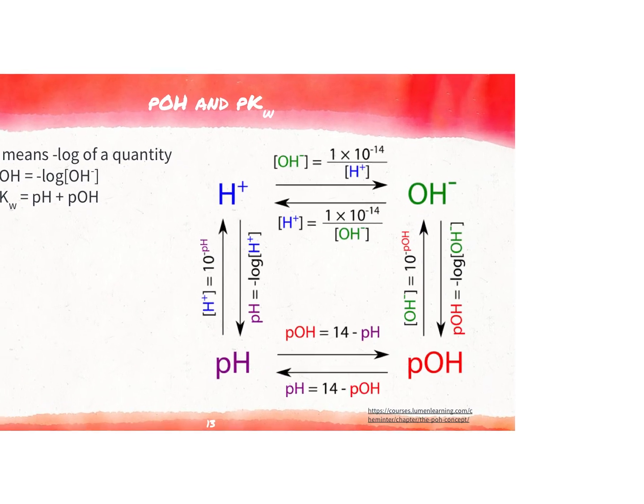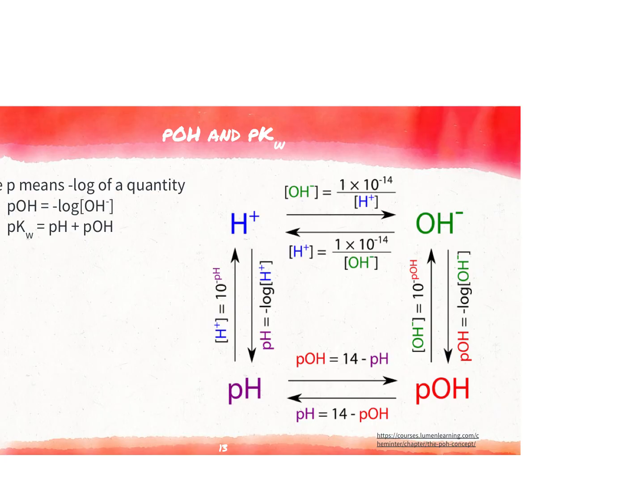This might be a little bit of a helpful but also confusing graphic here, but you can use it if you would like. You can see here if we have the concentration of H+, you can find the concentration of OH- by doing 1 times 10 to the negative 14th divided by the concentration of H+. You can also go the opposite way. You can find H+ by taking 1 times 10 to the negative 14th and dividing it by OH-. You can find pH by doing minus log base 10 of H+, or you can do 10 to the negative pH to go from pH to H+.